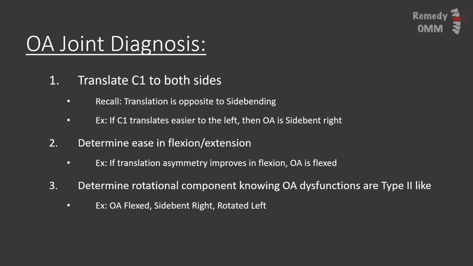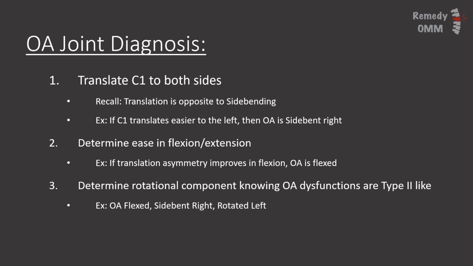First, find the OA joint and focus on palpating C1. Next, you'll want to test translation of C1 to the right and to the left to determine which direction the joint may be side bent. Remember from the somatic dysfunction lecture, translation is opposite to side bending, so if C1 translates easier to the left, then the OA joint is side bent to the right.